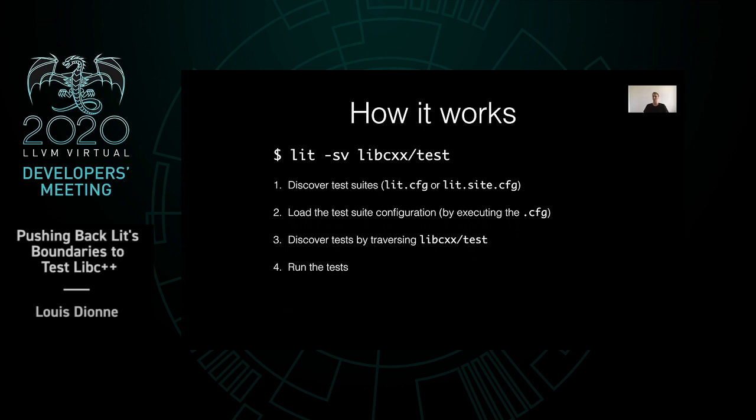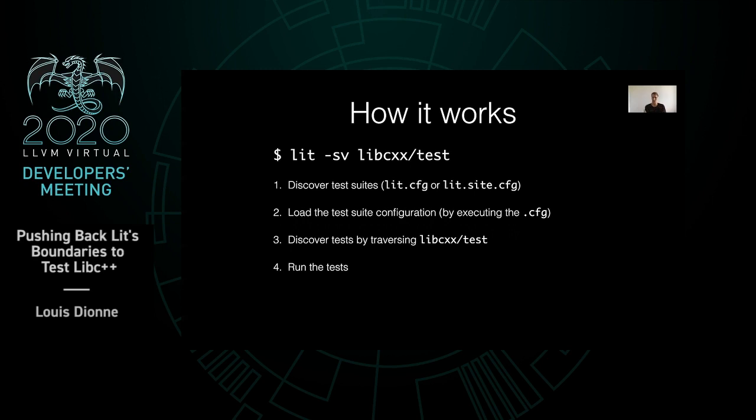So the way lit works is really simple. It's a general kind of workflow, if you want. Basically, lit starts by discovering the test suites. It does that by looking at the folders that you passed it and looking for files called lit.cfg or lit.site.cfg. When it finds a file like that, it's going to assume that it's a configuration file to configure the test suite. So it's then going to load that file and run it as a Python file. So you can have arbitrary Python code in there.